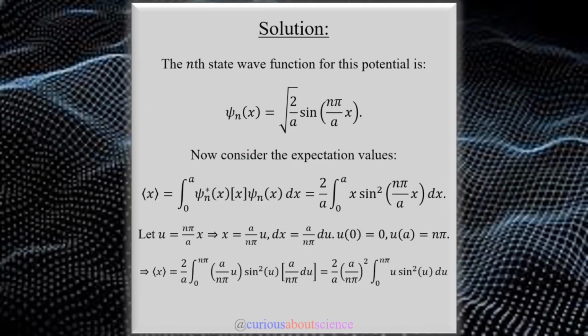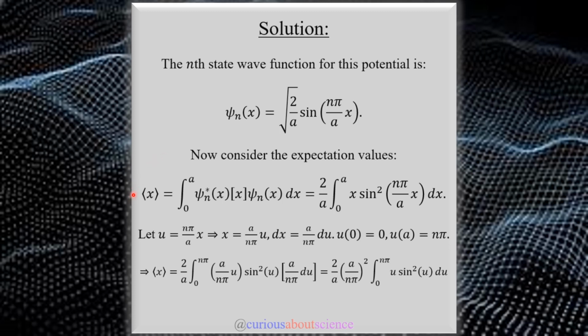Here, the solution to the time-independent Schrödinger equation yields an infinite set of wave functions, each in a unique state n. The nth state wave function for this potential is given by psi sub n of x equals square root of 2 over a times sine of n pi over a times x, where a is the width of the well. Now consider the expectation values.